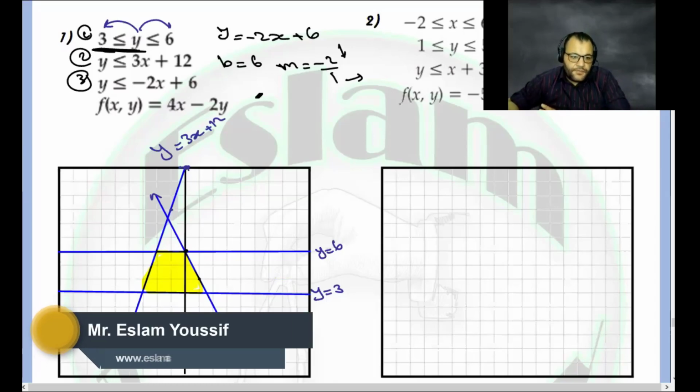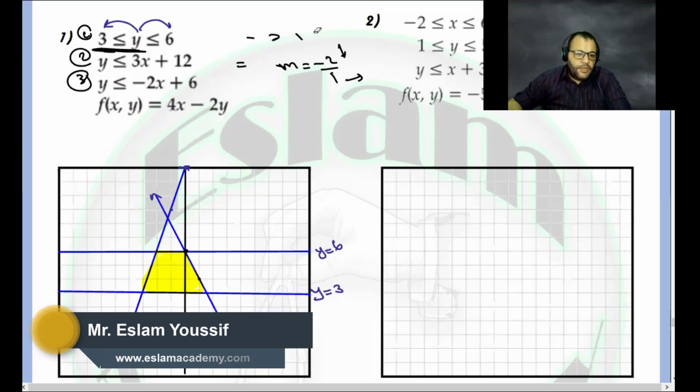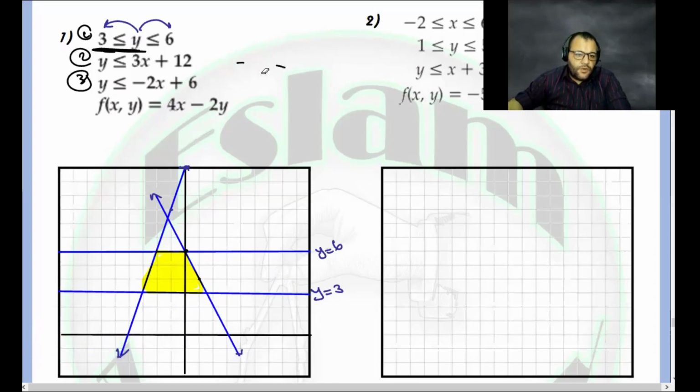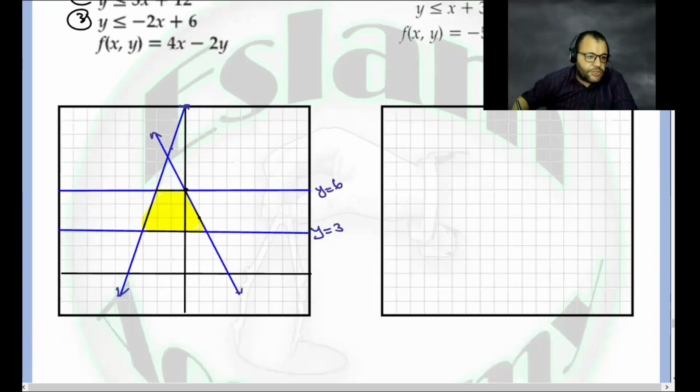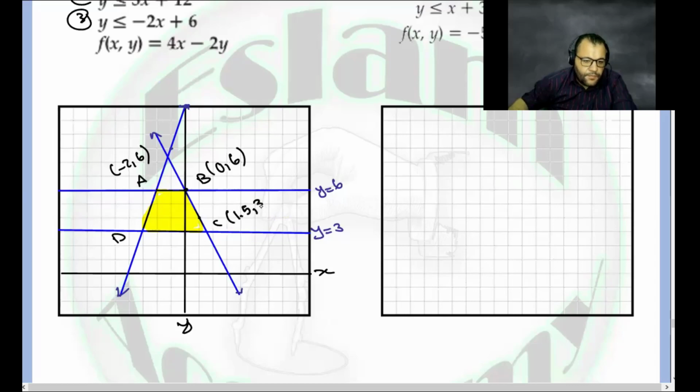Any problem for graphing now? No problem. Okay, now we need to identify the points. How many points do we have? We have 4 points of intersection, so that's point A, B, C, and D. What is the coordinate of the point A? That's the x-axis, and that's the y. So we go negative 2 and up 6. Negative 2 and 6. This point is 0 and 6. This point is 1.5 and 3. This point is negative 3 and up 3.